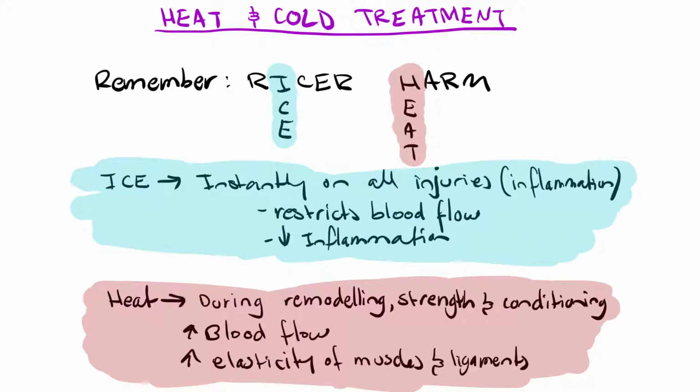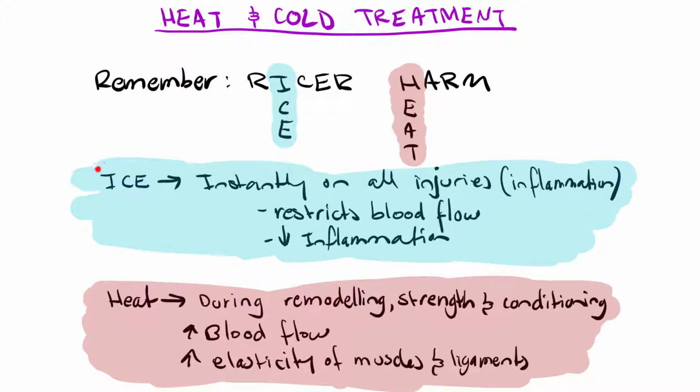Finally, we'll look at the concepts of heat and cold treatment throughout the rehabilitation procedures. Now you need to remember for this the acronyms of RISA and HARM. So RISA is the treatment of soft tissue and initial treatment for a hard tissue injury with the use of ice. And when we look at soft tissue injuries and the inflammation response, we look at this concept of HARM, which means avoiding heat, alcohol, running and massage during that inflammation stage. So what you need to understand is that at some stage of the rehabilitation process, ice is really important, and at other stages, heat plays a very important role as well.